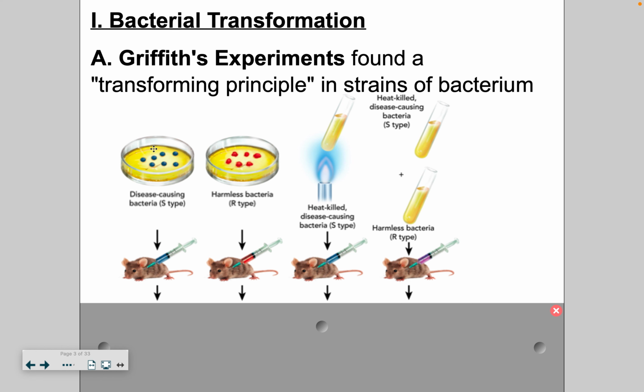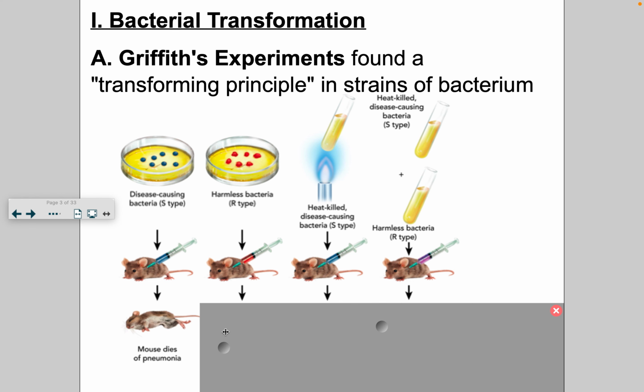So you'll see here it says S-type. Well, he noticed that the disease-causing bacteria, when it was cultured into a petri dish, with some agar, the edges of the colonies were smooth. So that's what S stands for, smooth. And the harmless colonies were rough and bumpy. So his experiment was pretty simple. He took disease-causing bacteria and infected mice with it, and the mouse died of pneumonia. He took the harmless bacteria, injected it into the mouse, and the mouse lived.